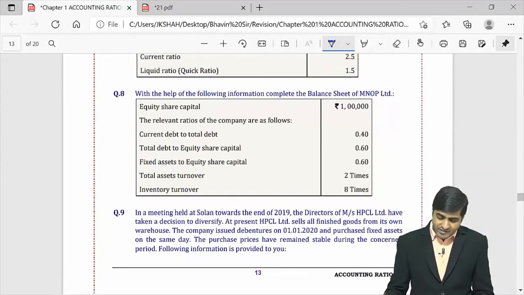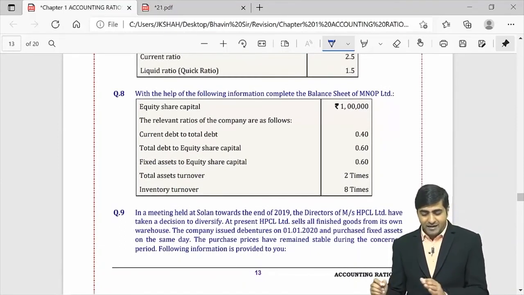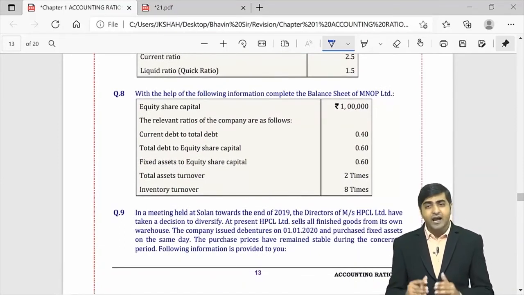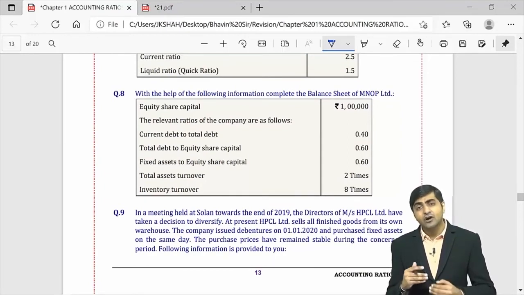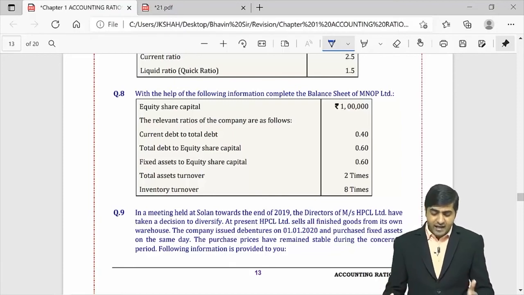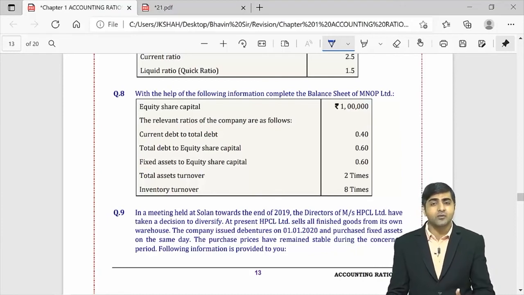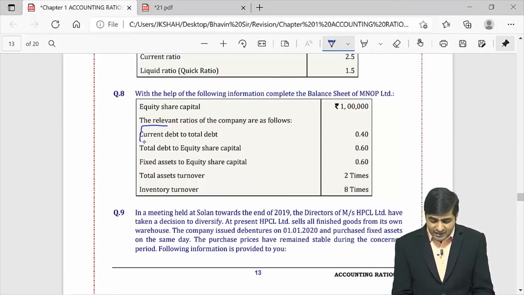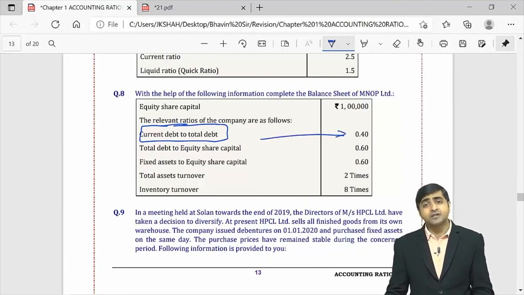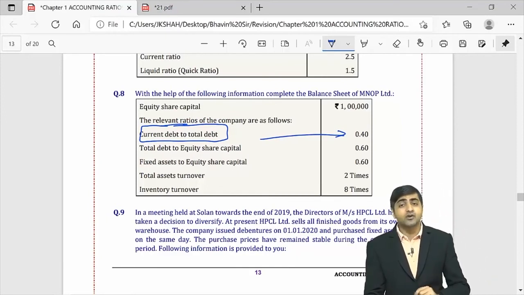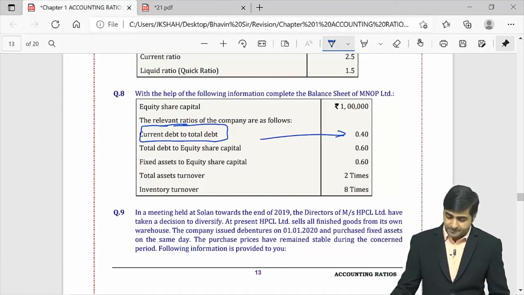Then my dear students, in question number 8 also, we are required to prepare the balance sheet and we have the data available, and with the help of this particular data, we are going to prepare the balance sheet. We'll be valuing stock and debtors on the basis of the sales, and then we have current debt and total debt. So we'll be having your long-term debt also in this particular question, because in this question the current debt to total debt is 0.4, right? So what does it mean, my dear students, that out of the total debt, 40% is your current debt. So obviously your balance 60% will be treated as your non-current or long-term debt.